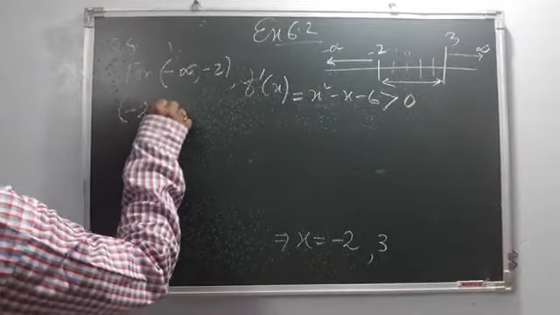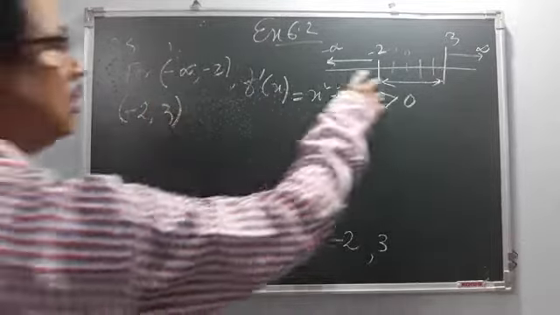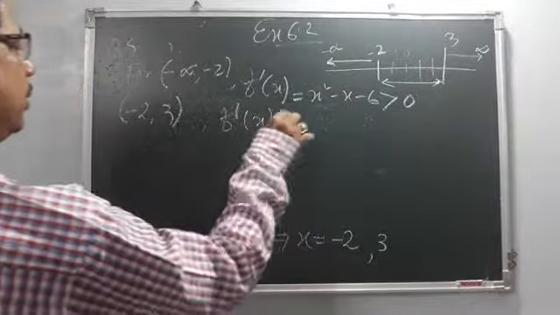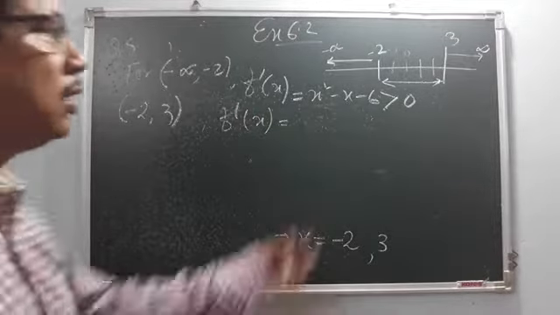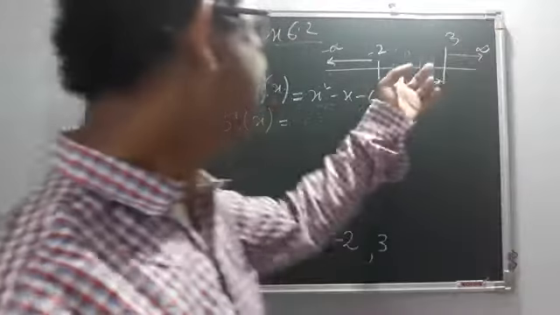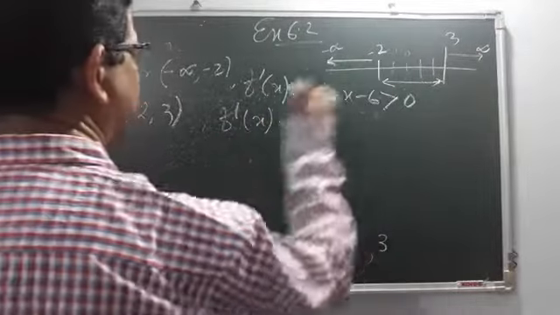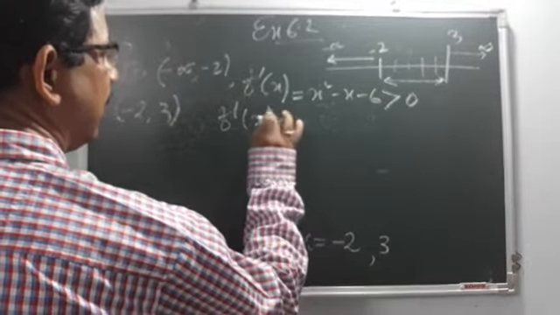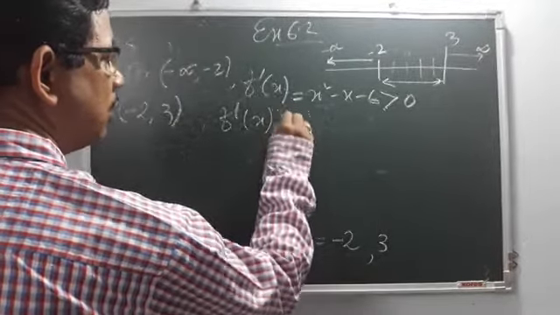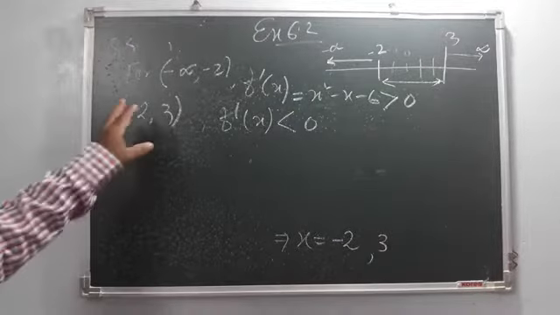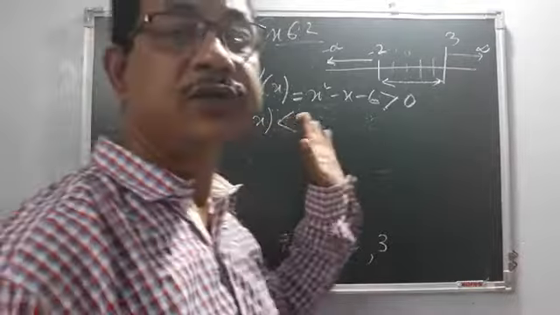If we take the interval minus 2 to 3, then f dash x becomes what? You can take any value between minus 2 and 3, like minus 1, 0, 1, 2. For our convenience, if we put 0 here, minus 6 will come, which is less than 0. So for that interval, our f dash x is negative.